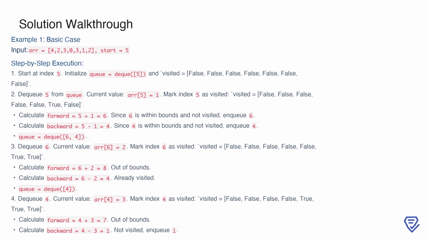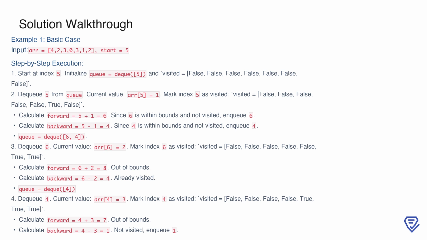Let's analyze the first example where the input array is 4 2 3 0 3 1 2, and we start at index 5. We initialize our queue with the starting index, so q equals deque 5, and our visited list has all values set to false initially. Dequeuing index 5 gives us the value 1, so we mark index 5 as visited. Now, we calculate two potential moves, forward to index 6, which is within bounds and not visited, and backward to index 4, which also satisfies these conditions. Both indices are added to the queue, so the updated queue is deque 6, 4.